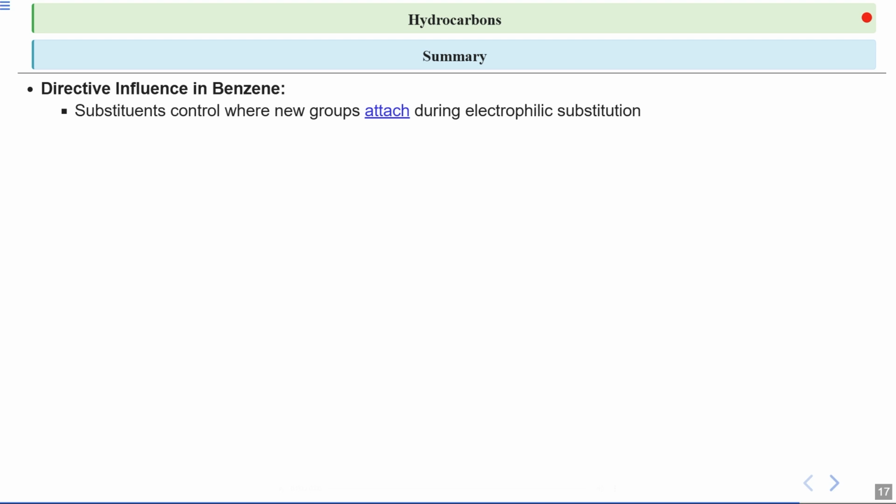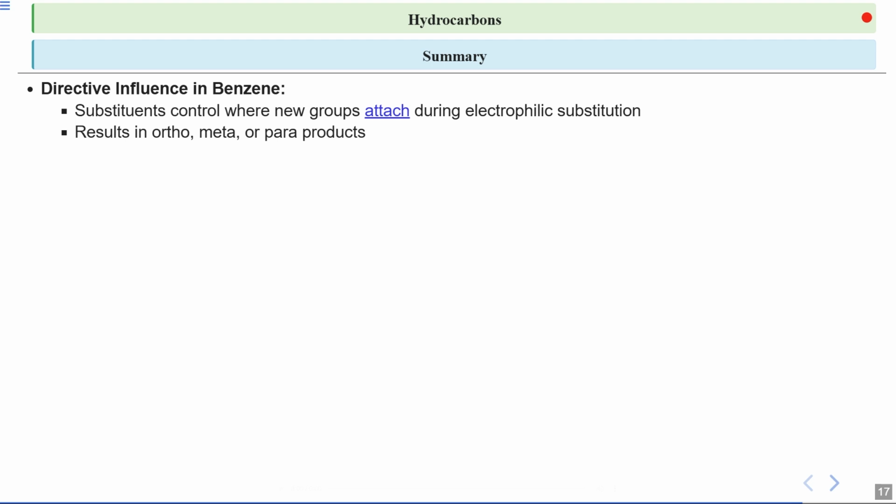This means that the existing group can guide the incoming group, and there is almost zero role for the incoming group. Yes, there is a factor for deciding the ortho and para substitution that depends upon the incoming group, but it will be discussed later on. Primarily, the ortho-para directing and the meta directing is being controlled by the existing substituent and not by the incoming electrophile.